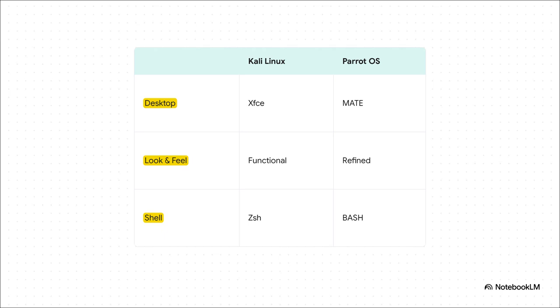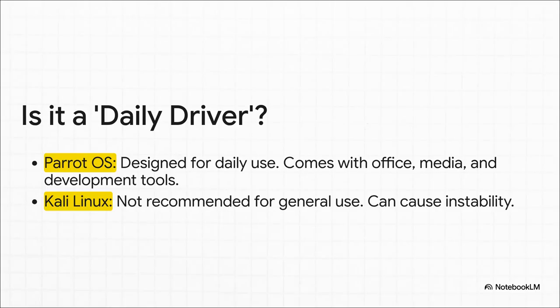You know, this table right here really gets to the heart of their core philosophies. Kali defaults to XFCE. Think of it like a clean, no-nonsense workshop where every tool is perfectly placed for maximum efficiency. Its command line uses ZSH, which is kind of like a souped-up engine with all these powerful shortcuts for the pros. Parrot, on the other hand, uses the MATE desktop, which feels much more like a polished modern office. It's just more intuitive for a lot of people. And it sticks with the traditional bash shell, which is that reliable standard pretty much every Linux user already knows and loves.